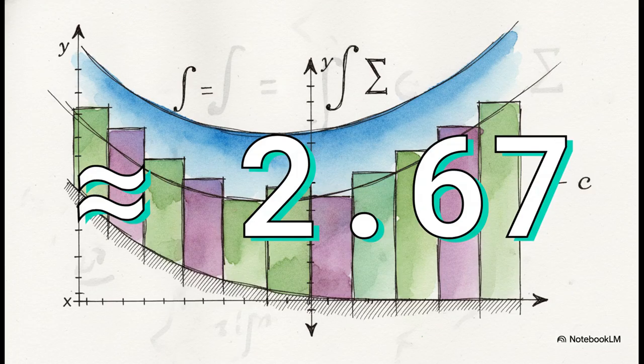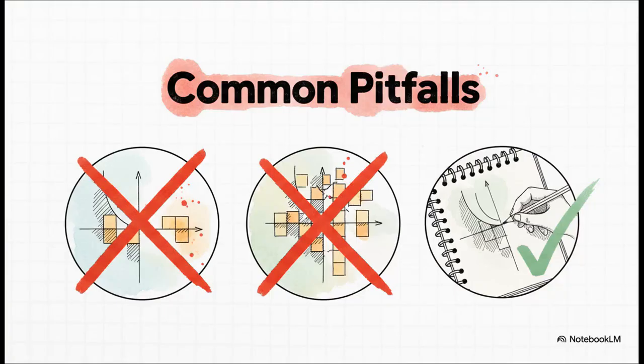The exact area, which you can find using calculus, is actually 8 divided by 3, or about 2.67. And yep, sure enough, that value falls right smack in the middle of the range we just calculated. Our approximation totally worked.